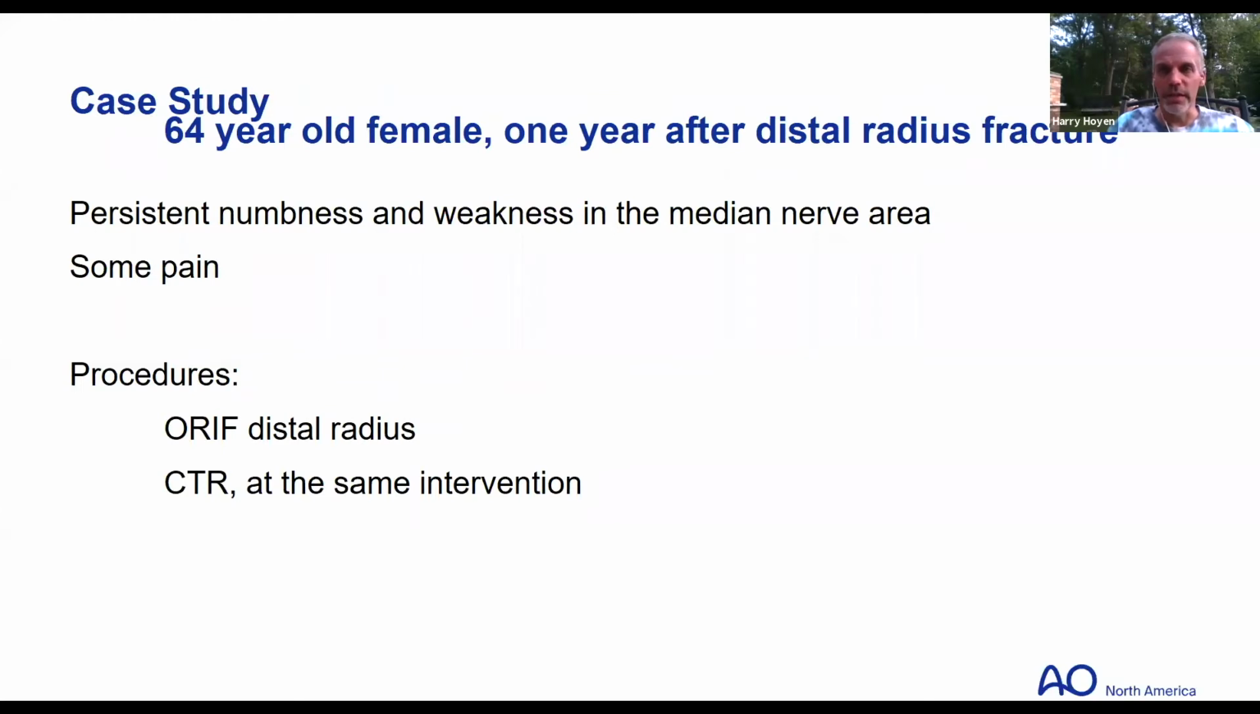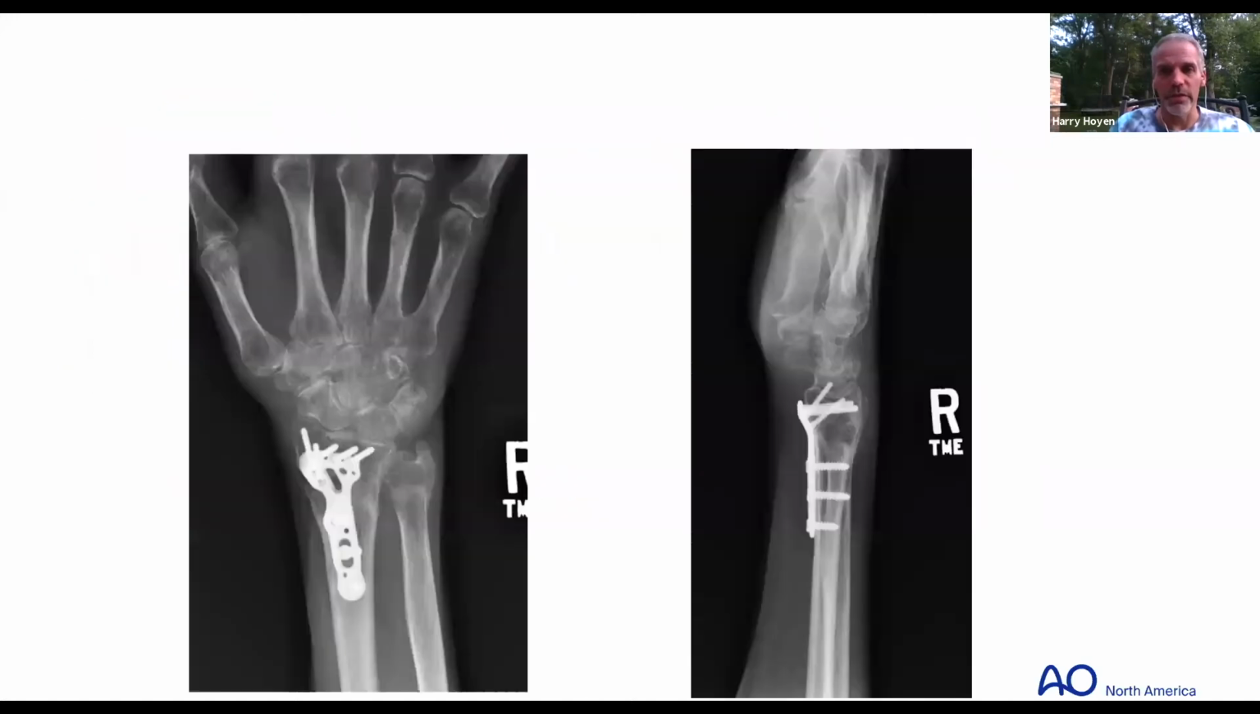Let's start with a case to prime us for today. This is a 64-year-old female, 1 year after distal radius fracture. She has complaints of not so much pain, but persistent numbness and weakness. I'll say weakness in the median nerve distribution, the thenar muscles, but really persistent, dense numbness. Her procedures were open reduction internal fixation of the distal radius and carpal tunnel release at the same time, due to some median nerve deficits at the surgery. This is her final follow-up radiographs. I did not do the procedure, but she was sent for consultation. They appear appropriate, and we can discuss these at the end.